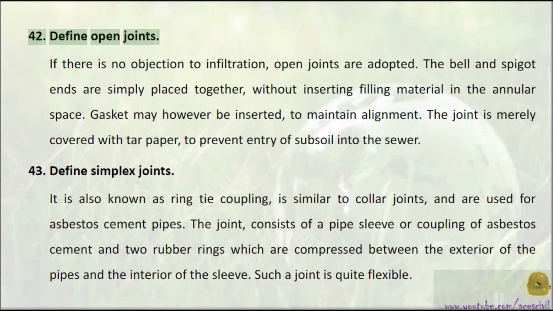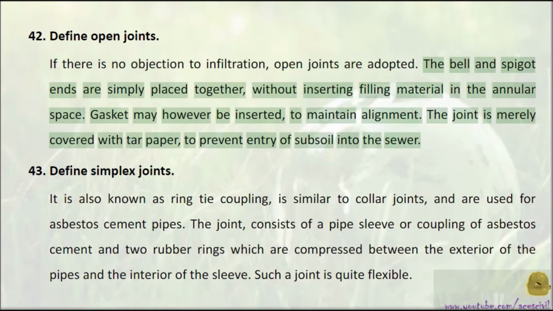Define open joints. If there is no objection to infiltration, open joints are adopted. The bell and spigot ends are simply placed together, without inserting filling material in the annular space. Gasket may however be inserted, to maintain alignment. The joint is merely covered with tar paper, to prevent entry of subsoil into the sewer.